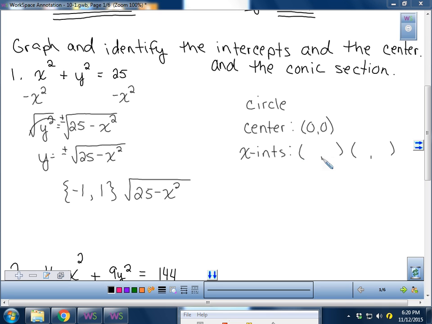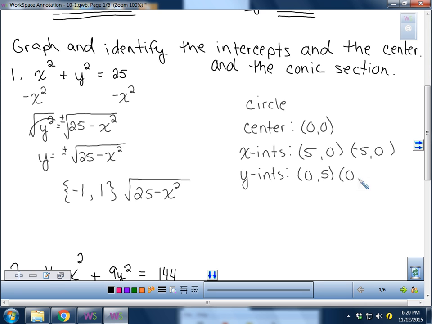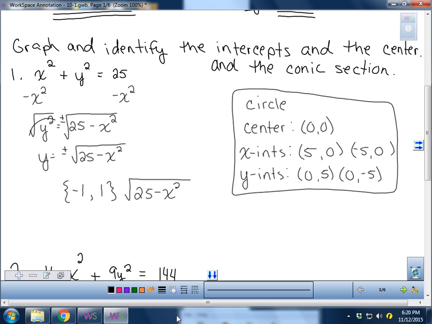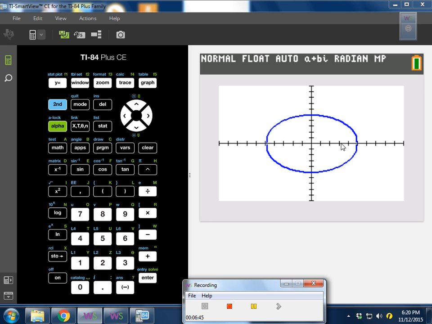If you look at it, it was at 5, 0 and negative 5, 0. And the y-intercepts were also at the same places, at 0, 5, and at 0, negative 5. And that's all the information that was wanted. So again: 5, 0, negative 5, 0, 0, 5, and 0, negative 5.